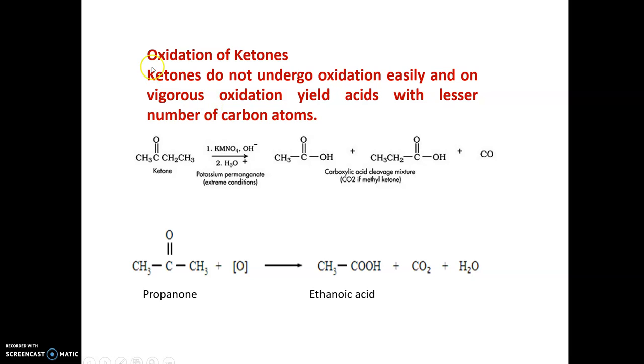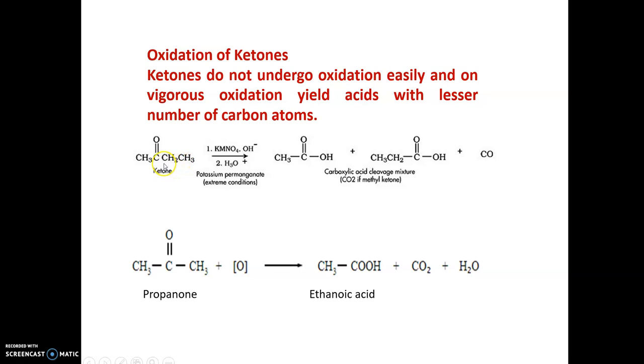Next we look at the oxidation of ketones. As I said, ketones do not undergo oxidation easily, and under vigorous conditions, with a strong oxidizing agent and upon heating, oxidation of the ketone occurs to give the acid. But the important thing to remember here is that the corresponding acid will have a lesser number of carbon atoms. This is an important feature of the oxidation of ketones. When we oxidize a ketone under drastic, that is extreme, conditions, I get a carboxylic acid which contains fewer carbon atoms.